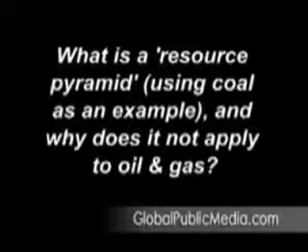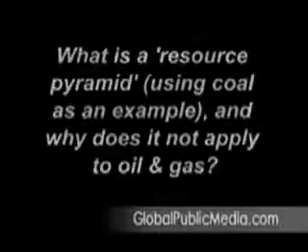What is a resource pyramid, using coal as an example, and why does it not apply to oil and gas? Many people also have the notion of the resource pyramid, like an iceberg, that so far we've just tapped the easy peak of this huge pyramid, and they say that, well, as costs rise or technology kicks in or whatever, we can gradually tap lower and lower levels of the pyramid.